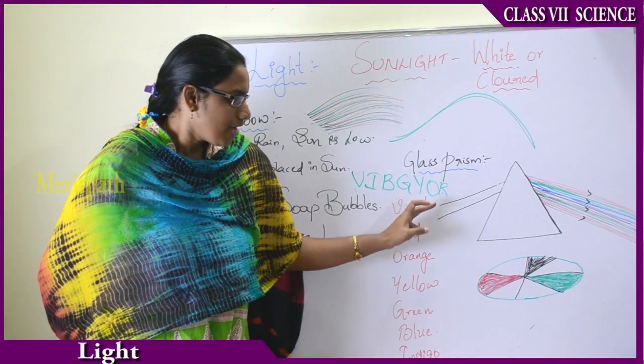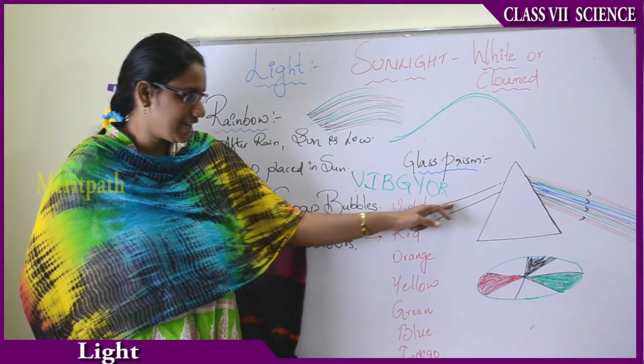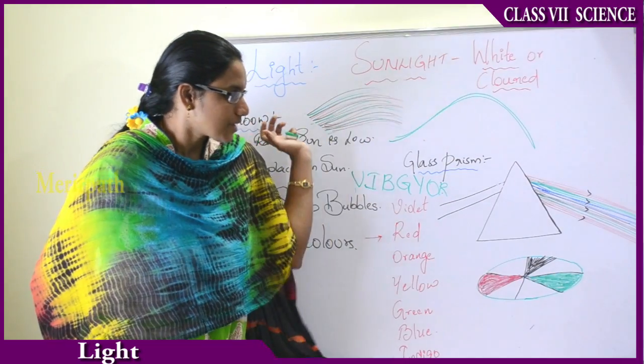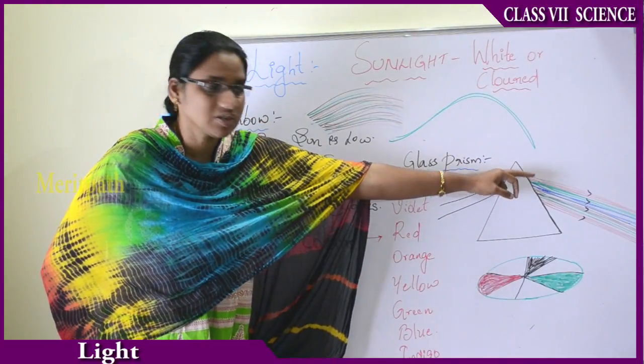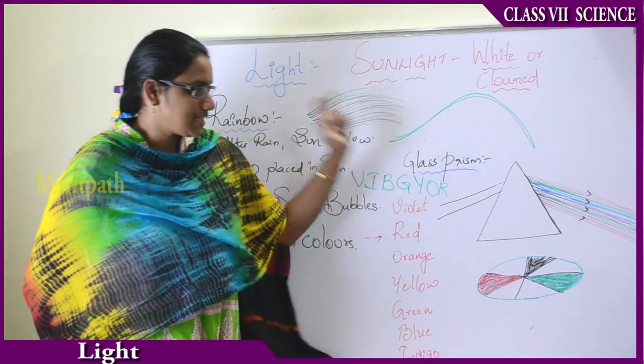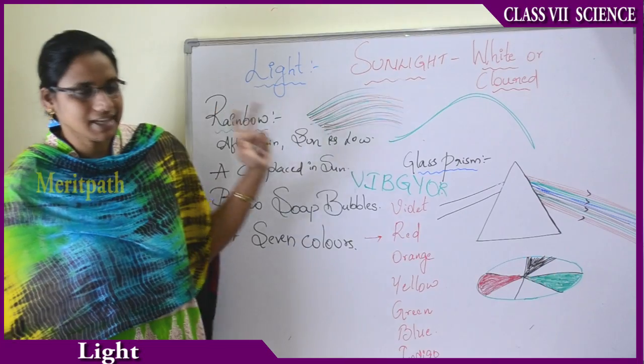Normally when we see, we feel that sunlight is white in color, right? But when it is focused from the other side of the prism, we will get the 7 inner colors of the sunlight. And this is one activity you can do and observe the colors in the sunlight.